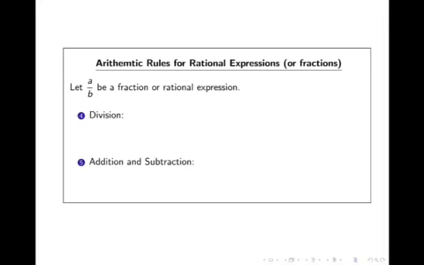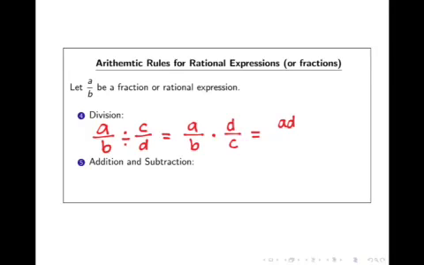Division, hopefully you have learned how to divide fractions before. If we have a over b divided by c over d, we will keep the first fraction the way it is, so the a over b stays a over b. We change the division to a multiplication, and we flip the second fraction or take its reciprocal. So instead of c over d, now we'll have d over c. So we keep the first fraction, change the sign, and flip the second fraction, and then multiply to get ad over bc.